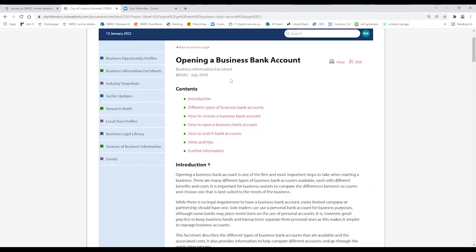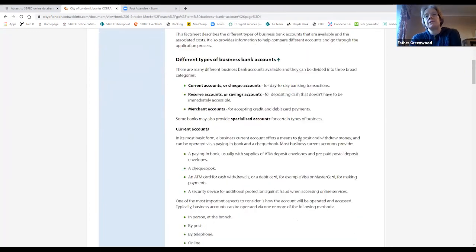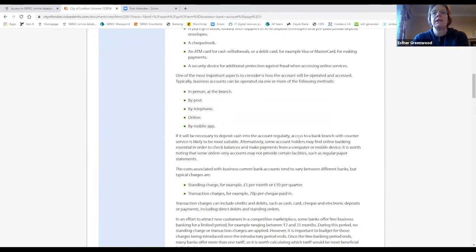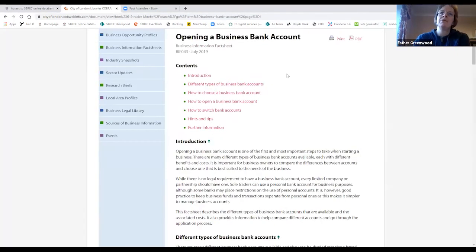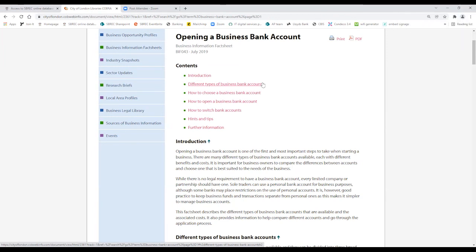Yeah. So here in COBRA, it doesn't recommend one particular bank over another, but it does tell you about the different types of bank accounts and what you really need to consider when you're choosing how you bank with a particular organisation. Okay. That's great. Thank you so much. I will look at it. I found the information. Yes.